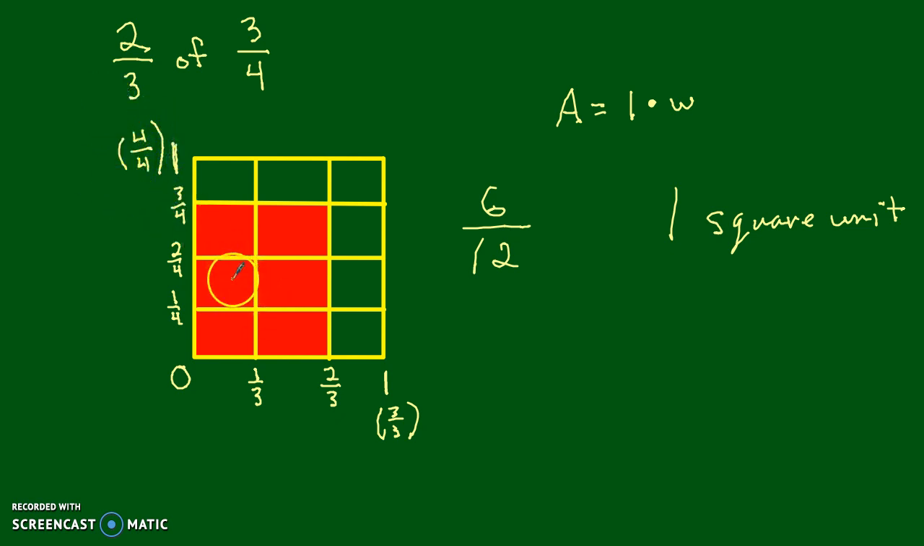Now we can use this to help us think about the multiplication problem of the fraction. So as you can see, we wanted to find 2/3 of 3/4. This portion came out to 2/3. And this portion went up to 3/4. And we can see with the shaded portion that it's 6/12. So 2/3 of 3/4 equals 6/12.